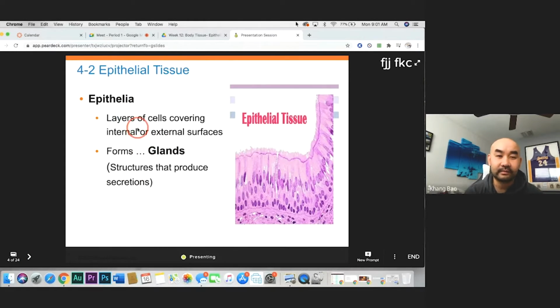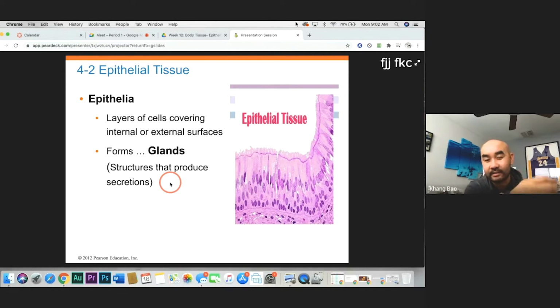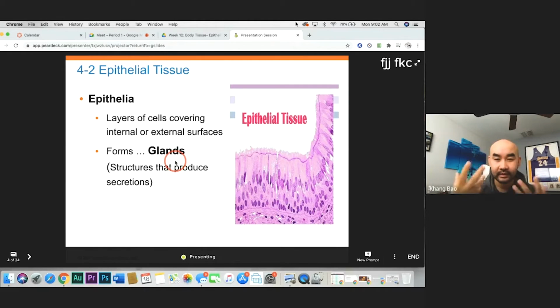Epithelial cells form layers that cover the internal and external surfaces, like I said, skin, right? Also layers that cover different organs as well. And they also form glands. We'll talk about glands later on when we talk about the reproductive system. But technically these are structures that produce secretions. So in your skin, you also have glands, like your sweat gland. That will be the most simple gland because it secretes sweat, right? You have tear glands, right? Okay. So you have glands, and that is part of the epithelial tissue.